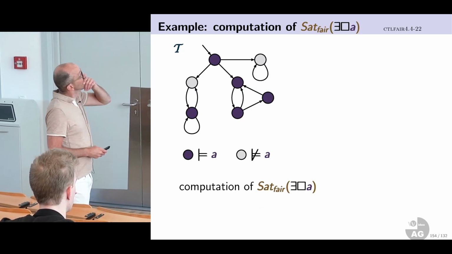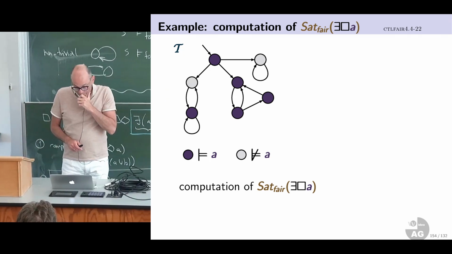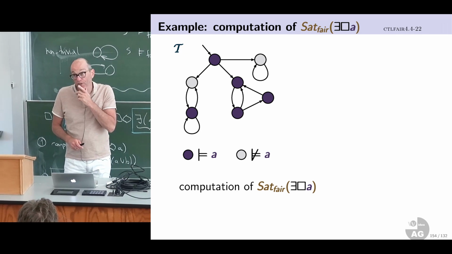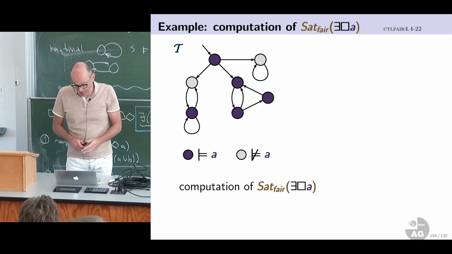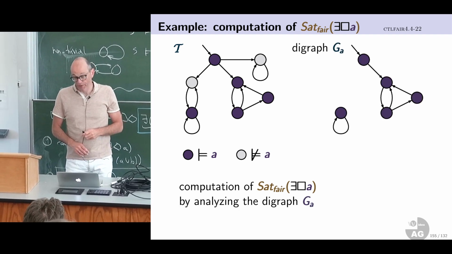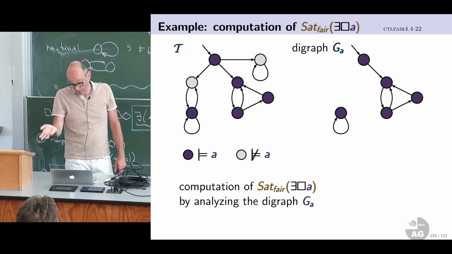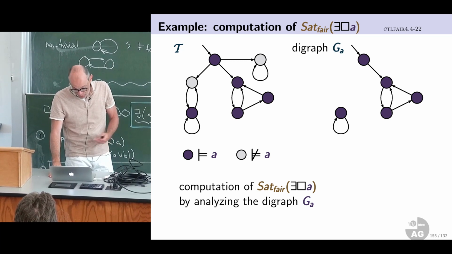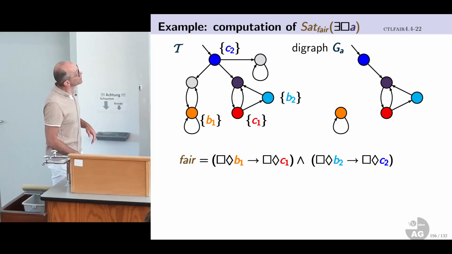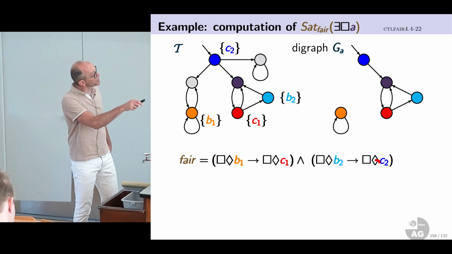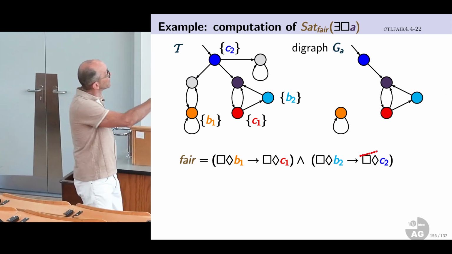Good. Okay, example again. I want to compute SAT existential box A. First step, remove all the non-A states. This gives me this graph on the right. Okay, good. Now we need to look at the fairness assumption. So what is the fairness assumption? Assume that the fairness assumption has the following shape. Infinitely often orange implies infinitely often red, and infinitely often light blue implies infinitely often dark blue. Good. This was the subgraph that we are considering.